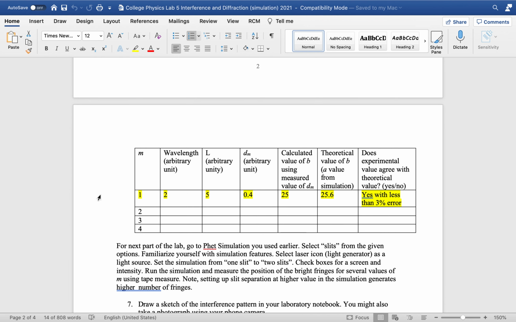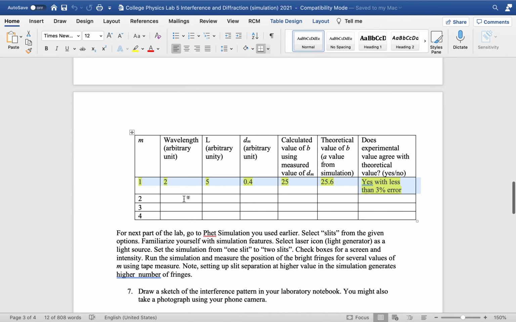Okay, so I did a simulation and it looks like this. This won't be in the student's copy; this is just for you to get an idea. It matches with less than 3% error.